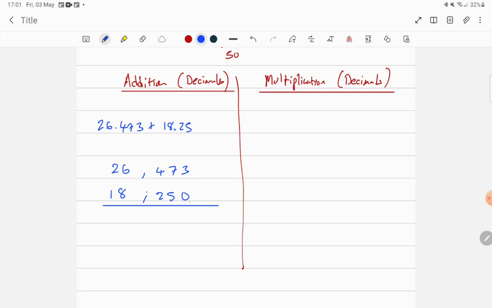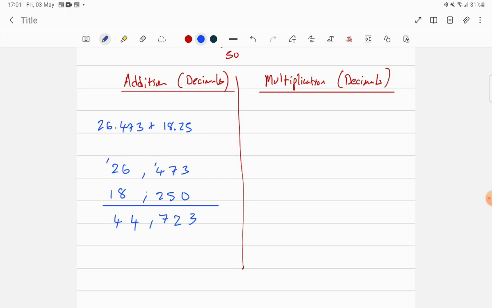Right. So now again, let's just add going downwards. Start from the extreme right. So that would be 3. This would be 12, carry the 1. So 4 plus 2, that's 6, that's 7. And nothing to carry over, so comma. 6 plus 8 is 14, carry the 1. And then you end up with 44.723. So the carrying over works very similar to what we did with the whole numbers.